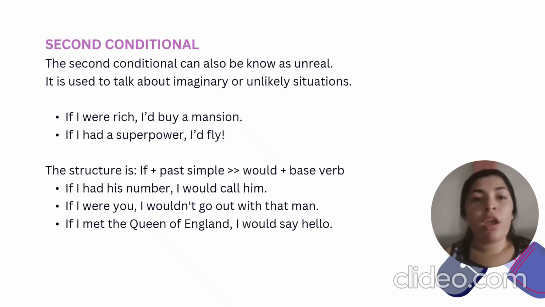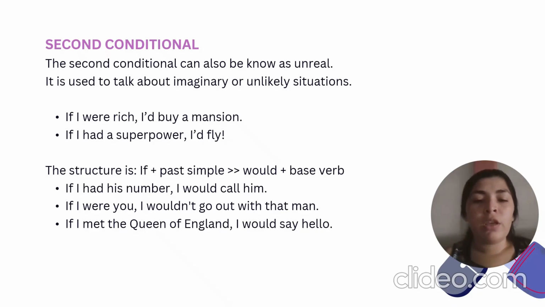If I were rich, I would buy a mansion. If I had superpowers, I would fly. As you can see, these are imaginary things, and the structure is if plus past simple, and would plus the verb in the base form. If I had his number, I would call him, but I don't have it right now, so I can't call him. If I were you, I wouldn't go out with that man, but I'm not you. If I met the Queen of England, I would say hello. But that is something that probably could not happen.